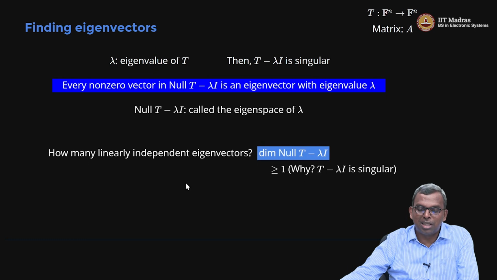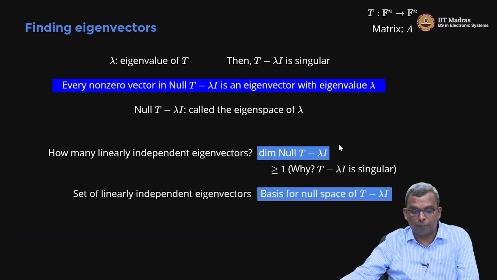Of course, I have not mentioned that here. Its dimension is null(T minus lambda I). Why? Because this has to be greater than or equal to 1, right? It cannot be 0 because T minus lambda I is singular if lambda is an eigenvalue. And how many linearly independent eigenvectors are there with eigenvalue lambda? It's the dimension of null(T minus lambda I), and this is greater than or equal to 1. So it's a question of just finding the null space of this matrix.